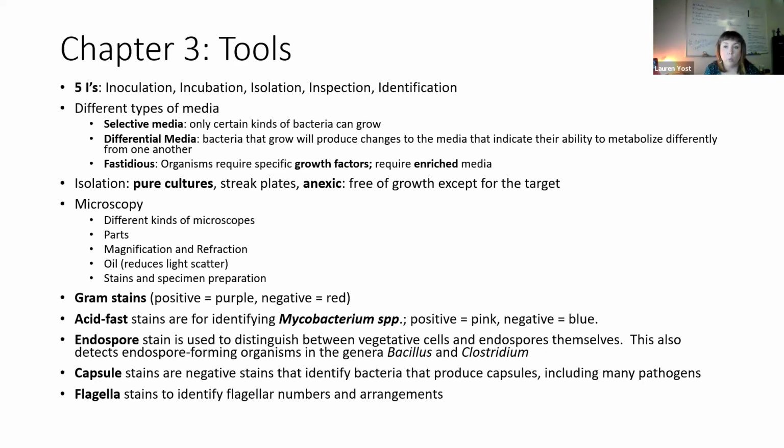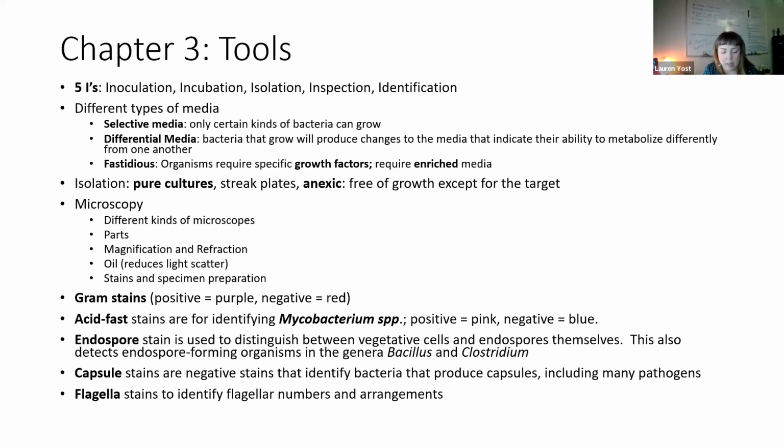And you do need to know what the 5 I's are, what the correct words are for the 5 I's, what order you would be doing them in, and be aware of what each of the 5 I's stands for. Inoculation is taking a sample from your patient or whatever it is and introducing it to sterile media in order to hopefully grow it up and analyze it with whatever you're analyzing.